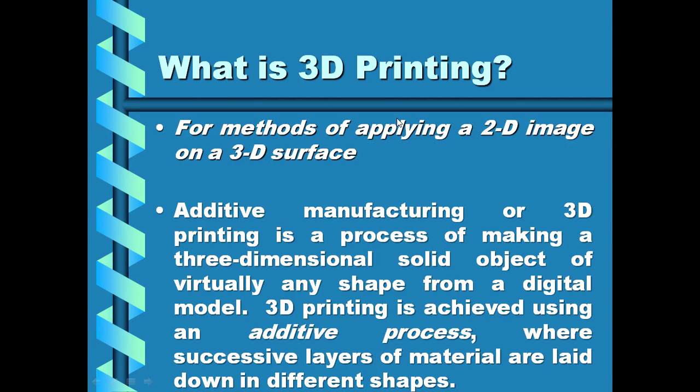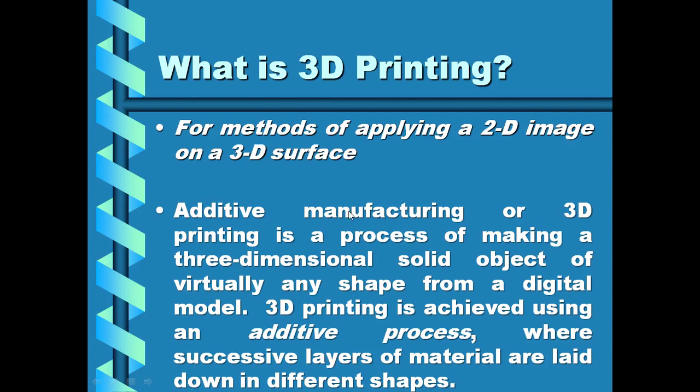It is a method of applying a 2D image on a 3D surface. Okay, you have a 2D image. Now let us apply this on a 3D surface. So it needs additive manufacturing, or 3D printing, which is actually a process of making a three-dimensional solid object of virtually any shape from a digital model. If you have a 2D or any 3D model, you can make it solid-like.